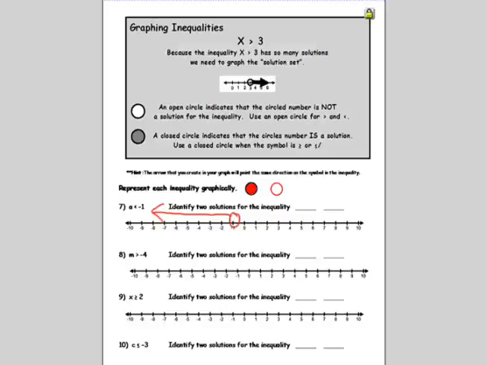Now we're going to identify 2 possible solutions. You can pick any 2 points you want. I'm going to say negative 2 would be a possible solution. Negative 9 would be a possible solution.